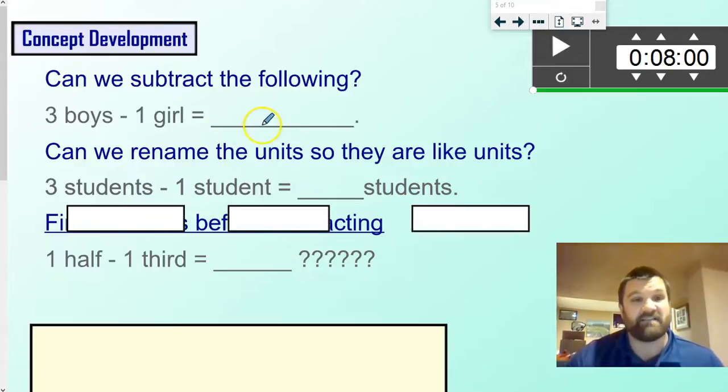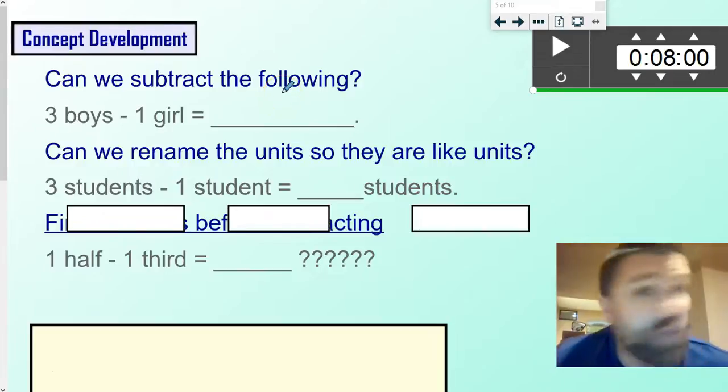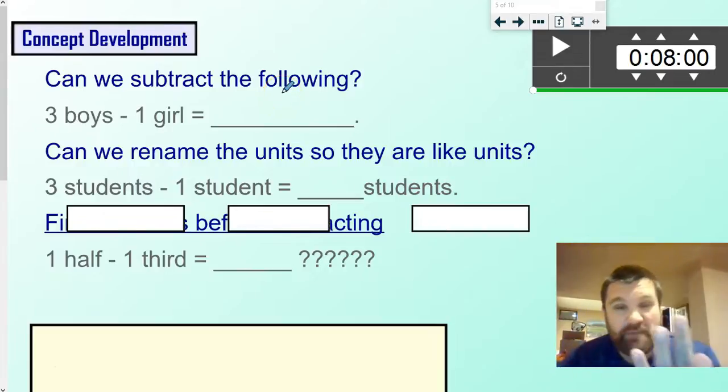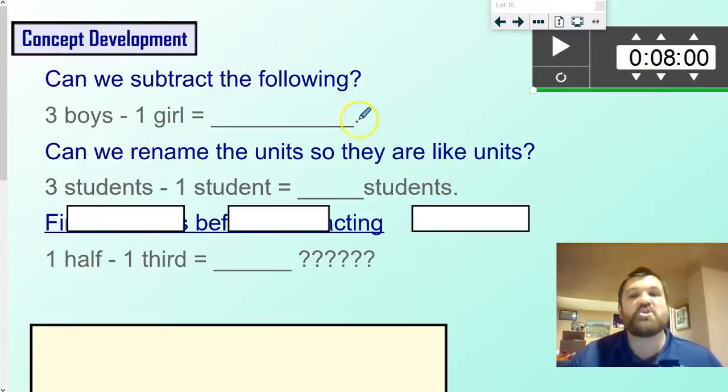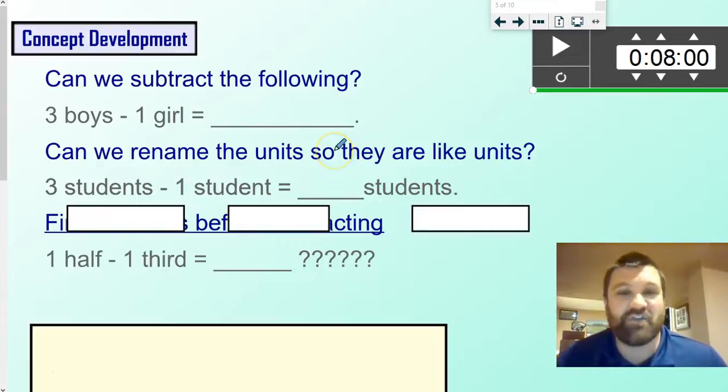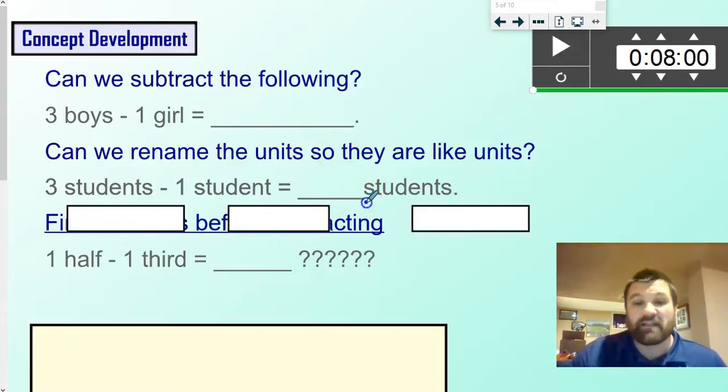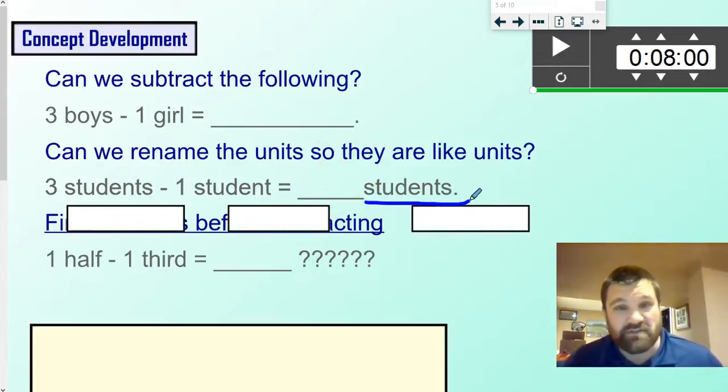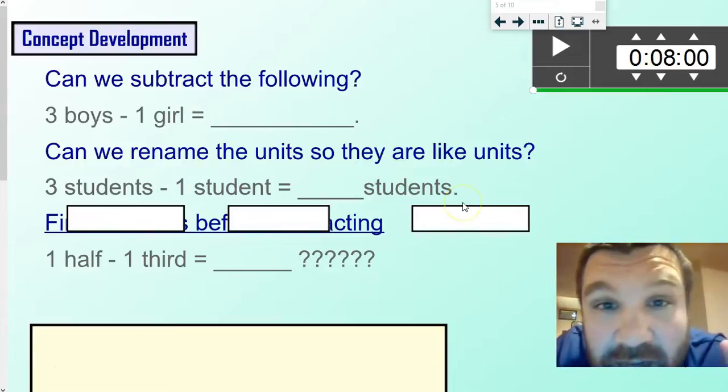Not a fair fight. So can we subtract the following? 3 boys take away 1 girl. No! There's no girls. It's 3 boys. There's no girl. So can you do that? No. Can we rename the units so they are like units? Well, what would be a like unit? We could say students. 3 students take away 1 student is 2 students. Woo! Rock on.